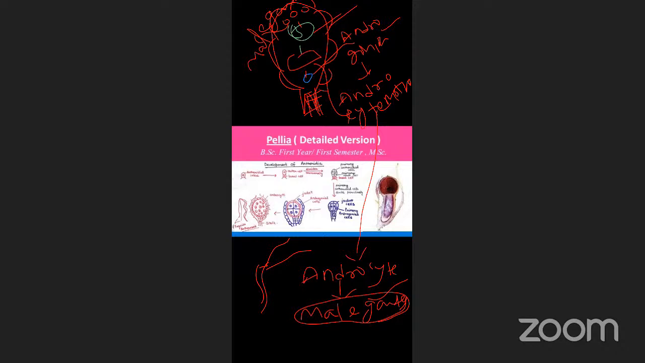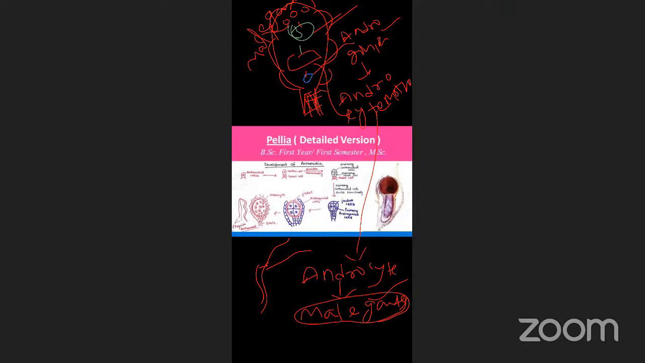After the class, you will send the life cycle in the group. Okay, sir. Right. Next one. So Antheridia is completed. And what is the next one? Another reproductive part.